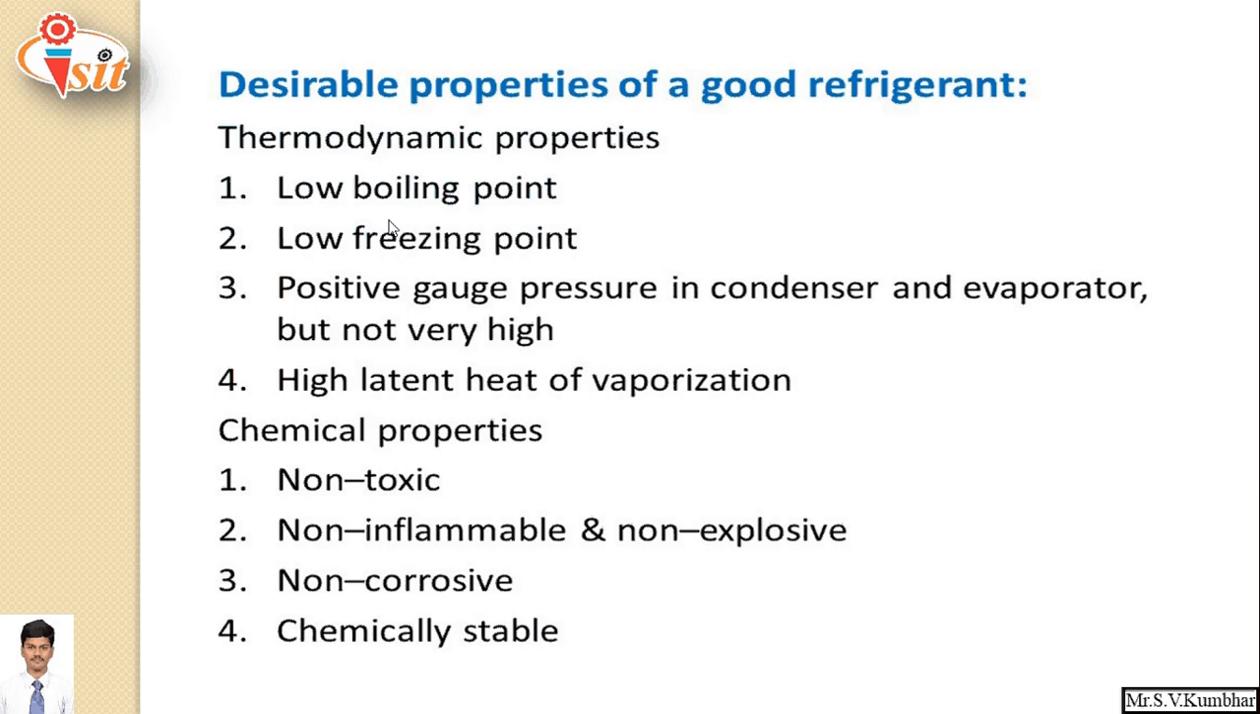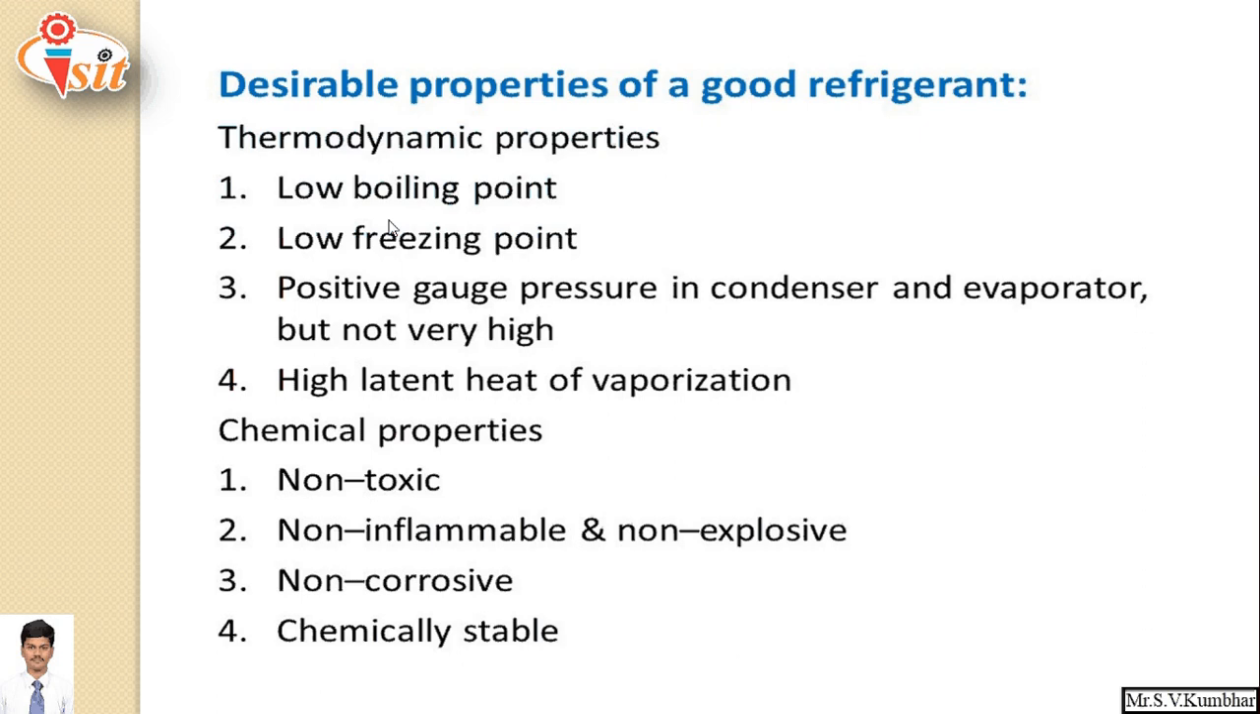Some chemical properties are: it must be non-toxic, non-flammable, non-corrosive, chemically stable. The refrigerant which is used must be non-toxic. In case of leakage, if refrigerant escapes from the refrigeration system, it should not affect human life.